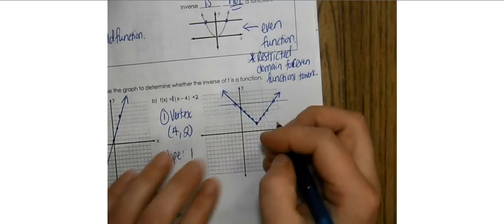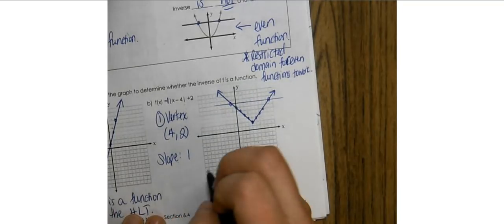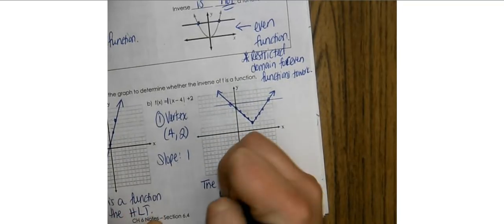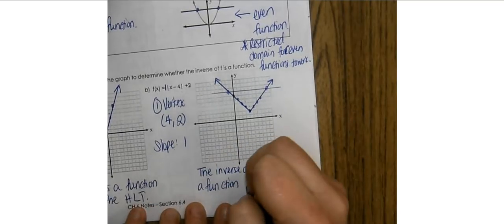And let's look at a horizontal line. I can draw a horizontal line right here, and it crosses at more than one point. Therefore, the inverse of this function is not a function because it fails the horizontal line test. And that's what I'm going to write. The inverse of f is not a function because it fails the horizontal line test, the HLT.